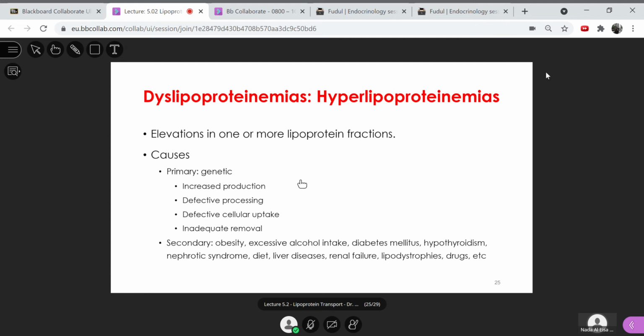Hyperlipoproteinemia is when there is an increased level of one or more of the lipoproteins. It can be primary, as we have seen, caused by genetic defects. These genetic defects or mutations can affect the production of these lipoproteins, increase their production, or impair their processing, so they will accumulate. They can also impair their cellular uptake, so they accumulate in the circulation, or cause defective removal by one mechanism or another. Secondary causes of hyperlipoproteinemia can be attributed to other conditions such as obesity, diabetes, hypothyroidism, renal disease, liver disease.